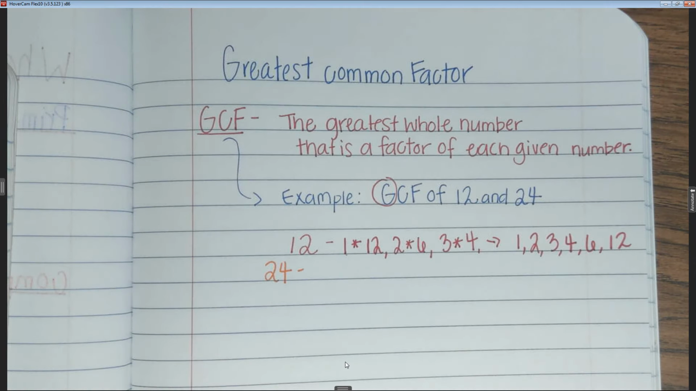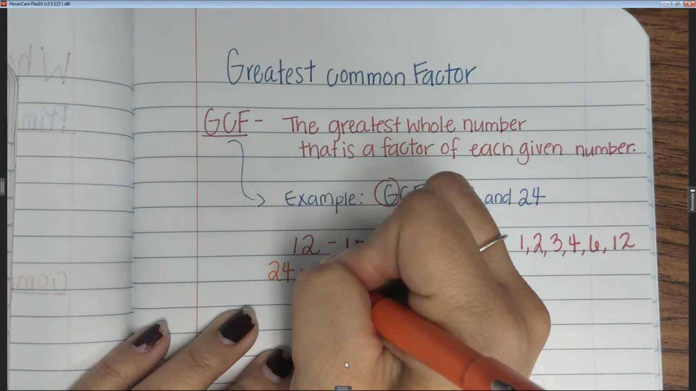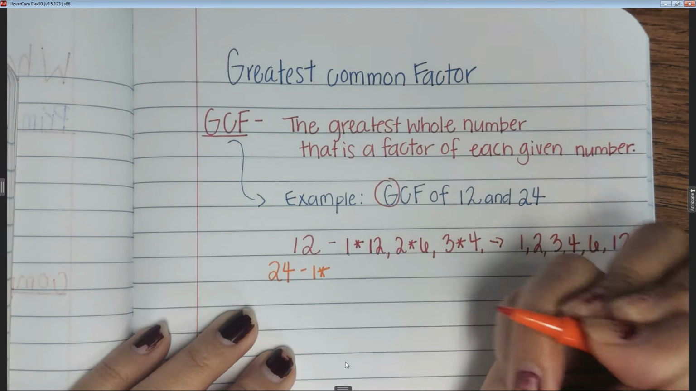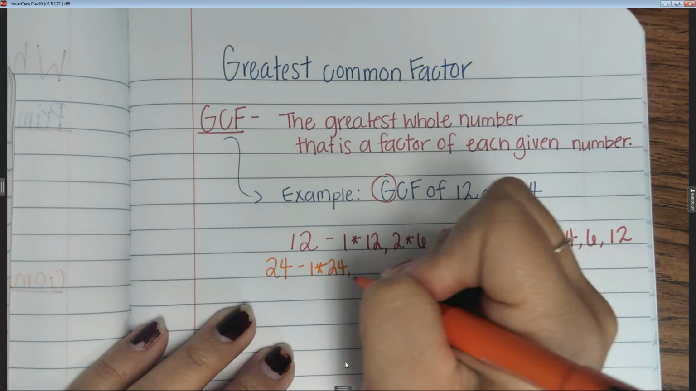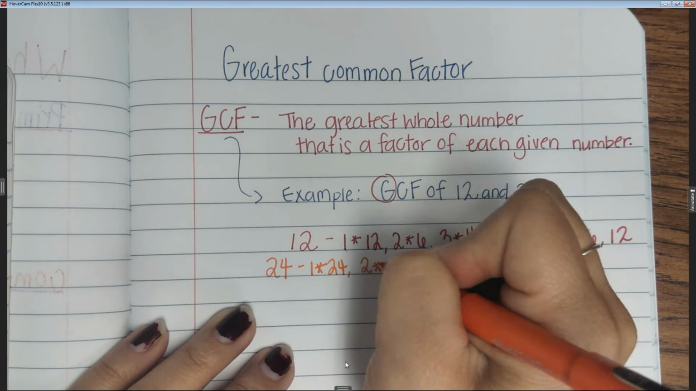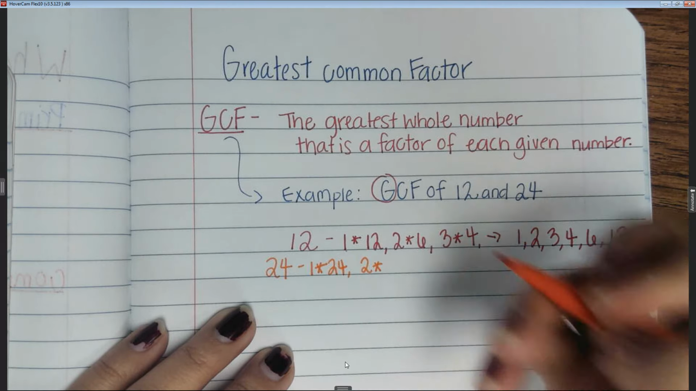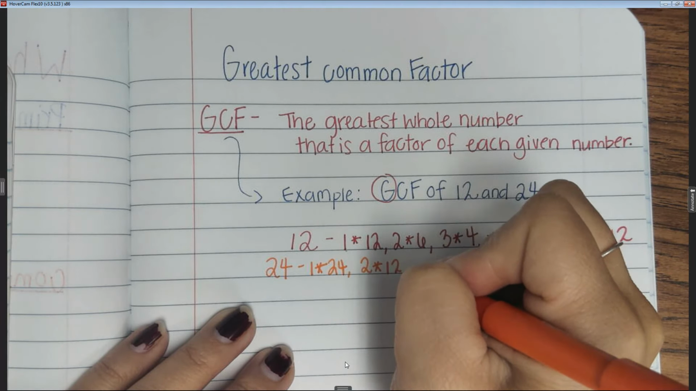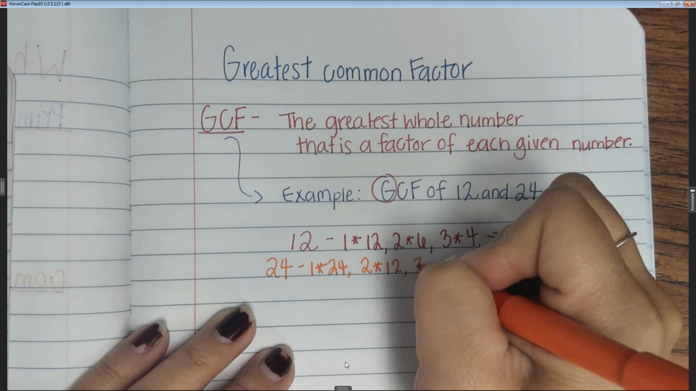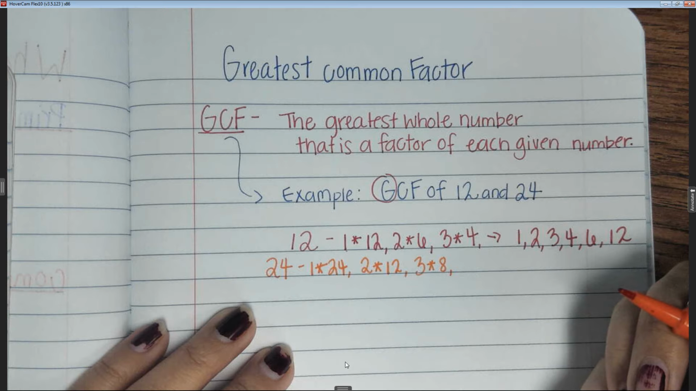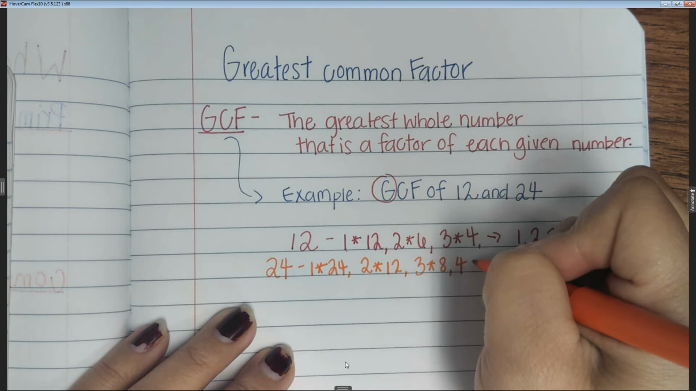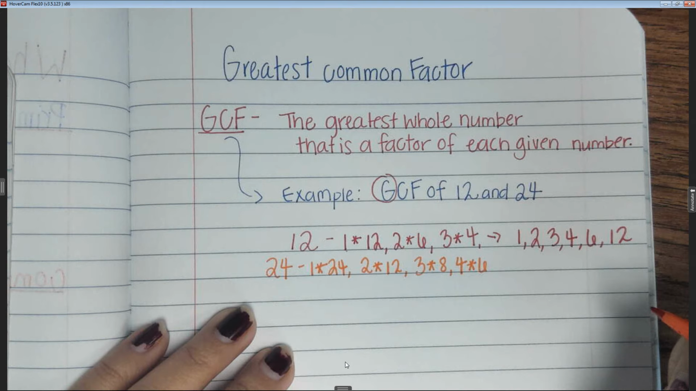So now I'm going to look at 24. What are all the factors that I can multiply to give me a product of 24? Again, I'm going to start with 1. 1 times 24 equals 24. I'm going to start with 2. 2 times what number gives me the product 24? That is 12. 3 times 8 gives me 24. And then 4 times 6 gives me 24.